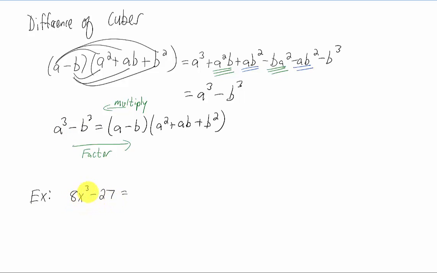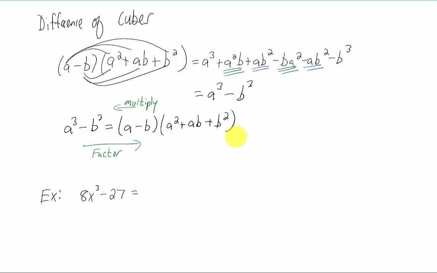It's 8x cubed minus 27. Well, your job as a student is to recognize this 8x cubed as 2x, that whole quantity, cubed. And then you'll also recognize that 27 is the same thing as 3 cubed. There's a minus sign in between these two perfect cubes. So what we have ourselves is a difference of cubes, where that 2x is going to be our a, and that 3 is going to be our b.